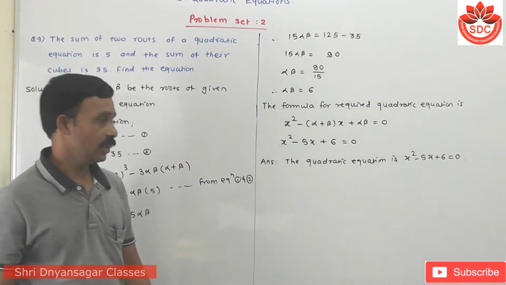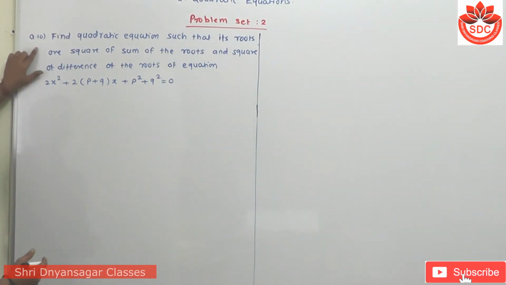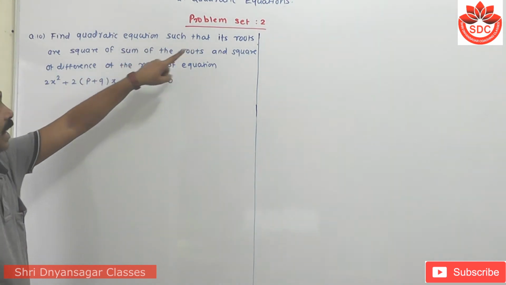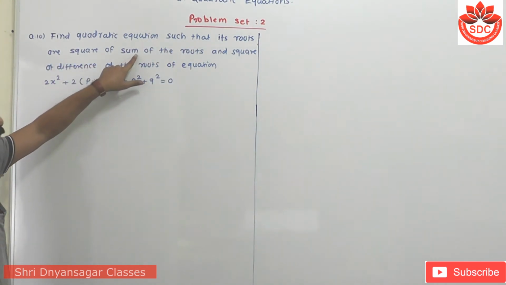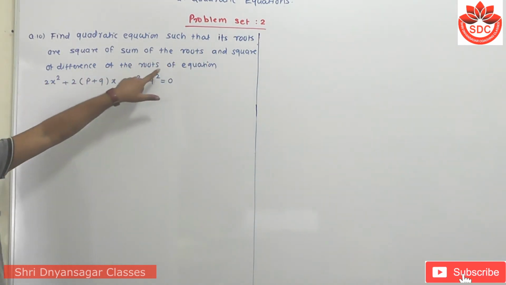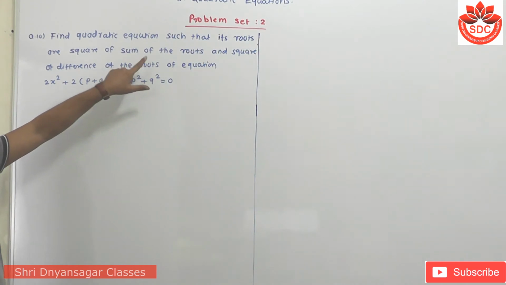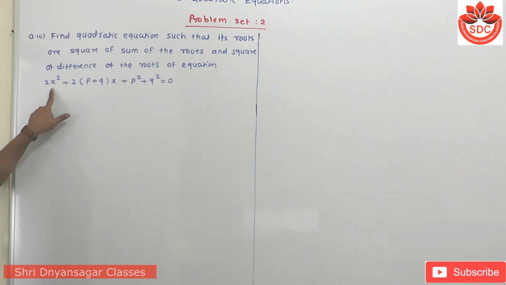Okay, we see the next question. Next question, question number 10. Find the quadratic equation such that its roots are the square of the sum of the roots and the square of the difference of the roots.